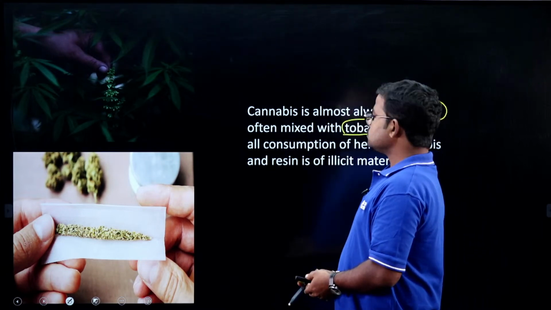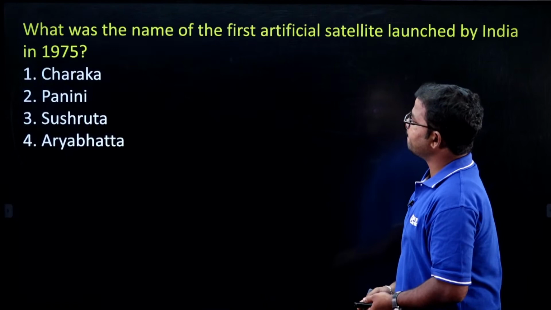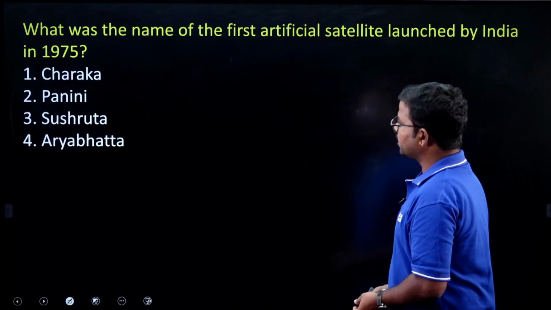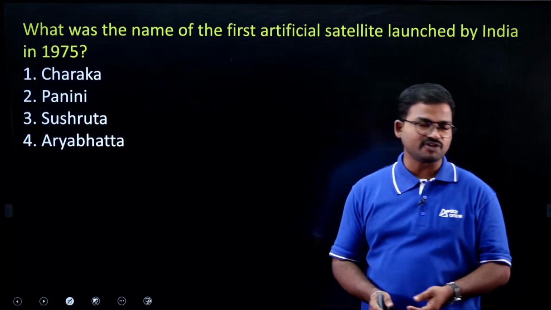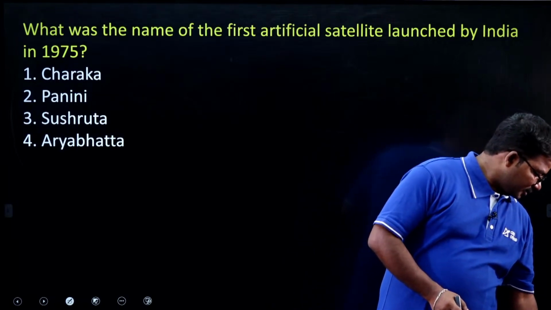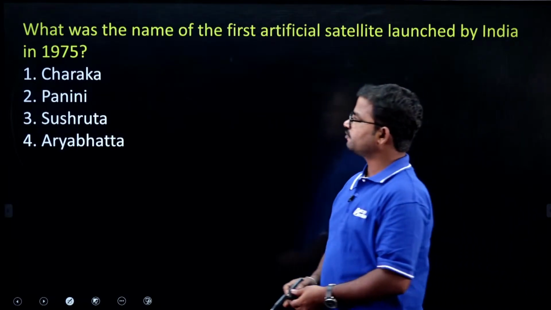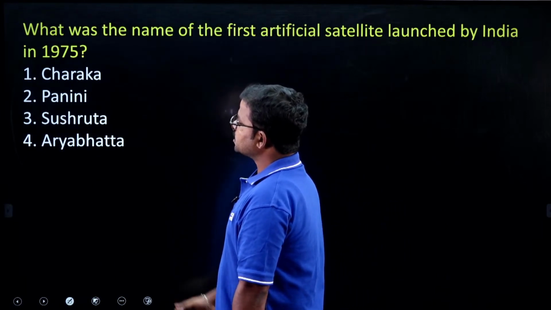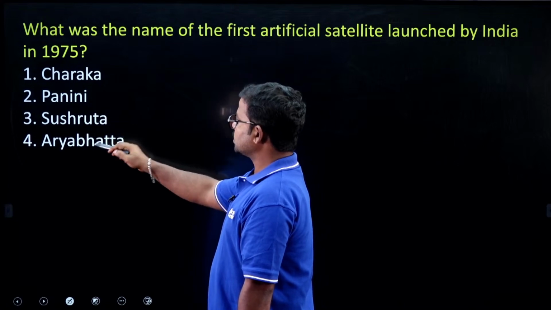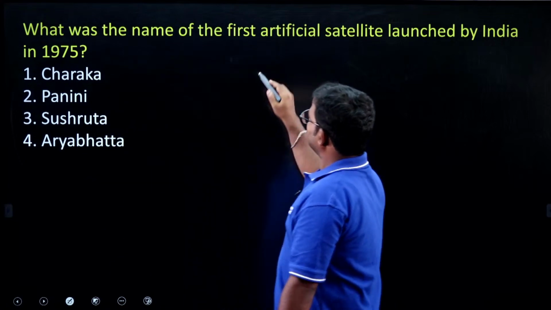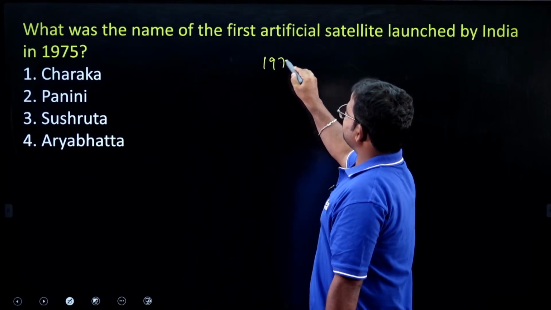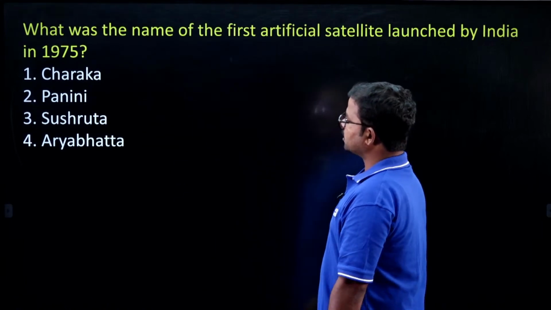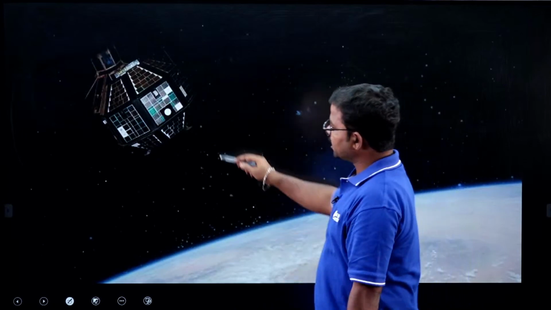Next one. What was the name of the first artificial satellite launched by India in the year 1975? Here: Charaka, Panini, Susruta, Aryabhatta. The name of India's first satellite is Aryabhatta.